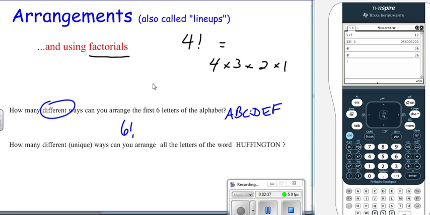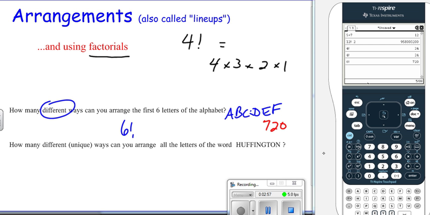And whatever 6 factorial is, you can multiply it out by hand, but there's no need to. Go to 6 factorial, hit the enter key, and the answer is 720. So if you were to sit down and get really busy writing all the different ways you could line up A, B, C, D, E, F, you'd have 720 ways by the time you were finished.